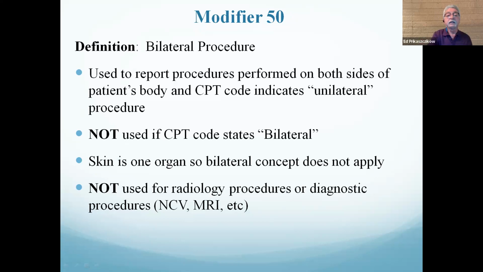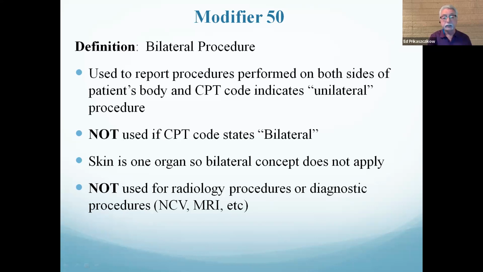So we'll move on here to modifier 50, which is bilateral procedure. Now, this is used to report procedures performed on both sides of the patient's body. And the CPT code either indicates or specifies that it's unilateral. For instance, a bunionectomy is singular, just like a hammer toe code 28285 is singular. And so there's no bilateral component to that. So it indicates that it's a unilateral procedure. So let's say you do a bunion on both feet.